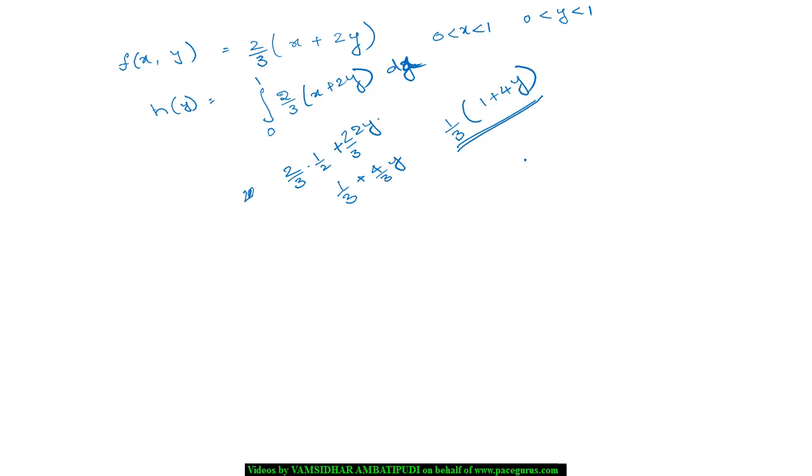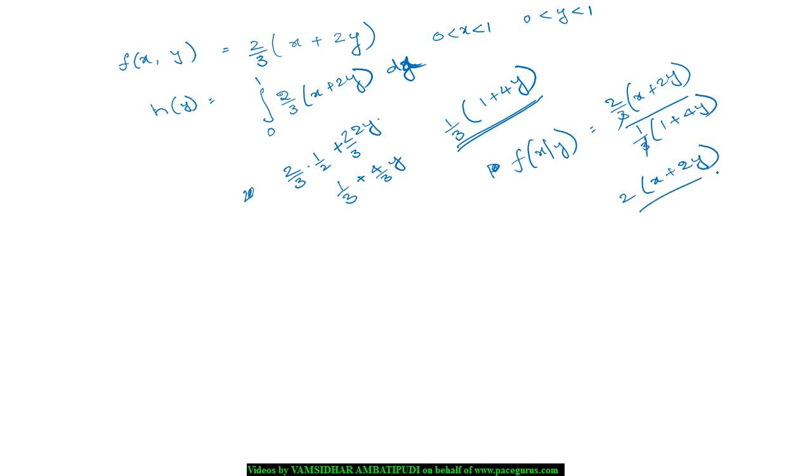So if I want to find f of x given y, I take f of x comma y, which is 2 by 3 times x plus 2y, divided by h of y, which is 1 by 3 times 1 plus 4y. So this is the conditional distribution. It becomes 2 times x plus 2y, divided by 1 plus 4y. So this is the conditional distribution of x given y equal to y.